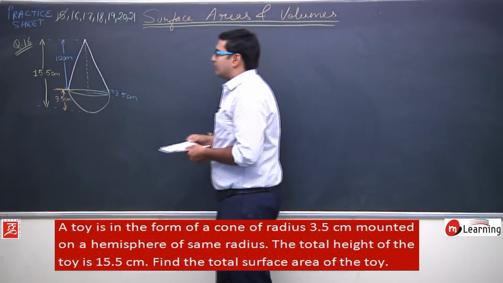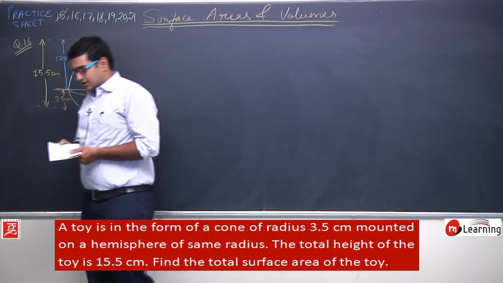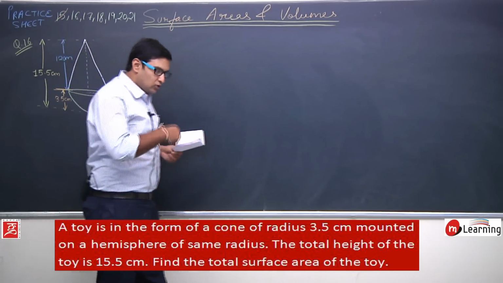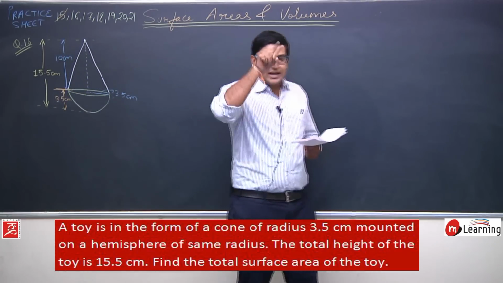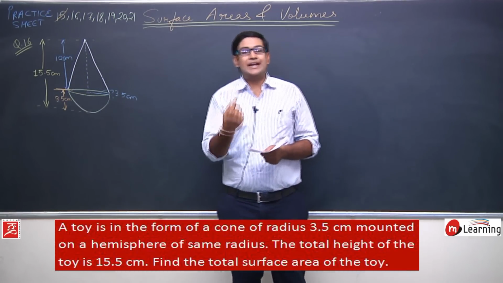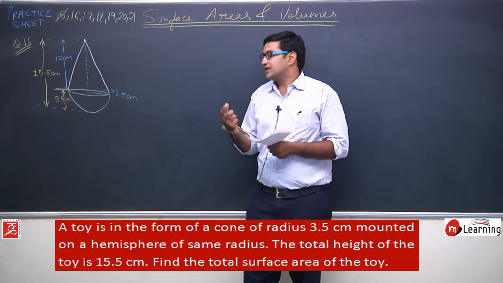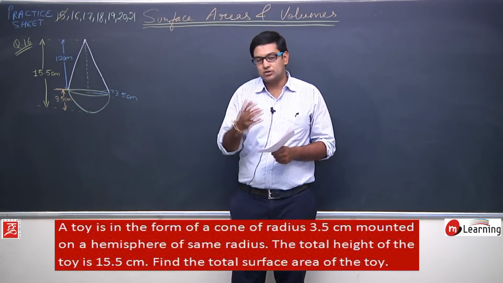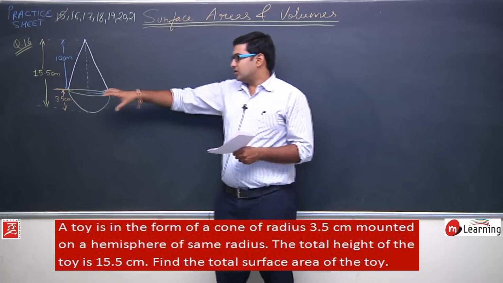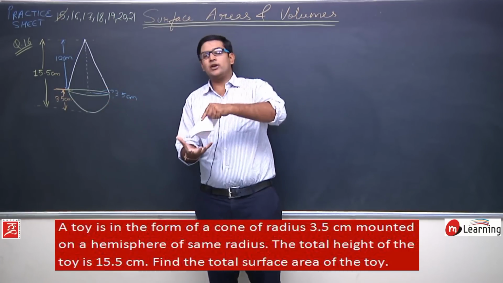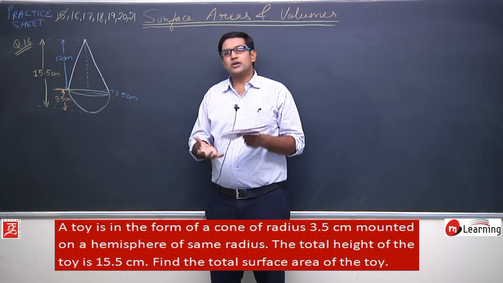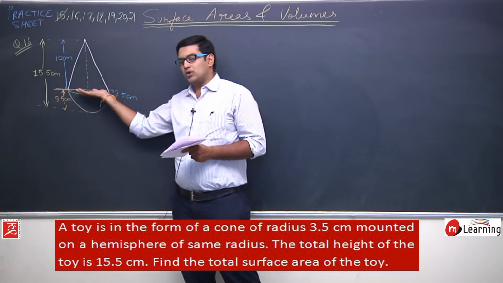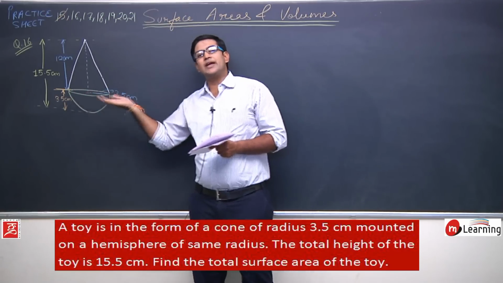So to calculate the total surface area of this toy, what do we need? What is the total surface area of this toy? The total surface area of the toy means the area on which I can paint, the area on which I can color, that will be the total surface area. See, the toy is like a hemisphere and a cone at the top. So if I try to color this toy, can I color the base of the cone or can I color the base of the hemisphere?